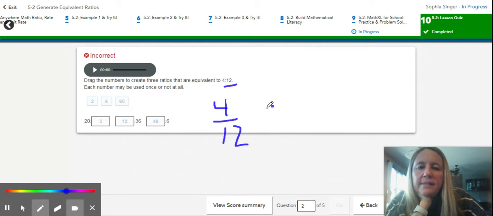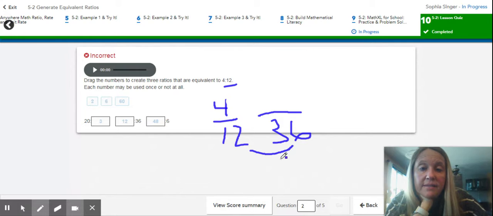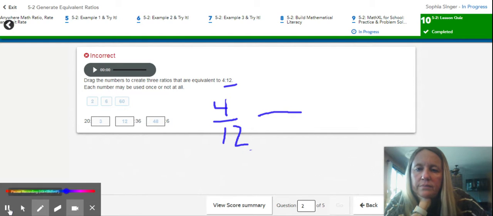The second one says something to 36. 12 times what gives me 36? 3. 4 times 3 is 12. So that answers 12. You actually, you got that one right.